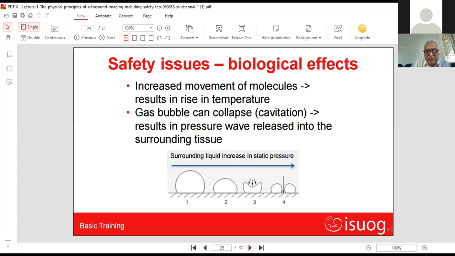This is again due to liquid, increase in static pressure, and these effects raise safety issues. Now there is a rule that every machine displays a thermal index. The thermal index shows the rise of temperature, and the mechanical index gives us a warning about the cavitational effect.